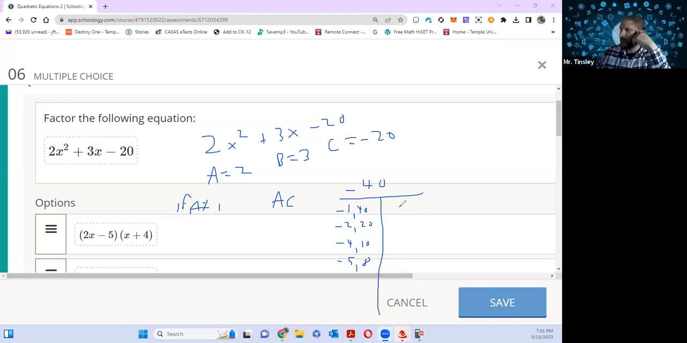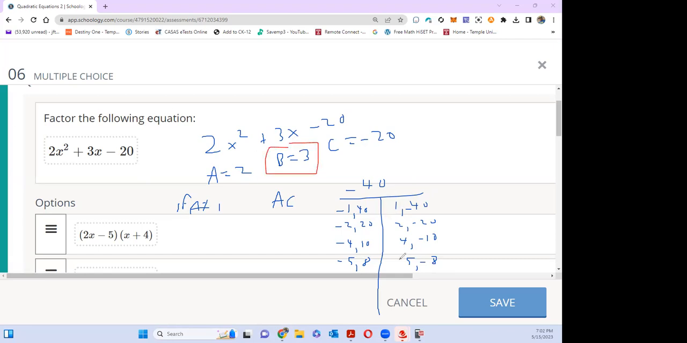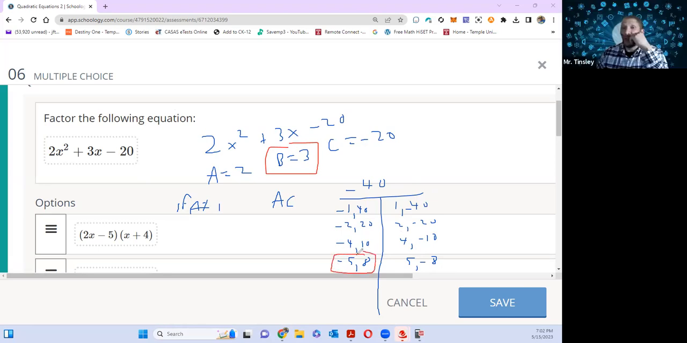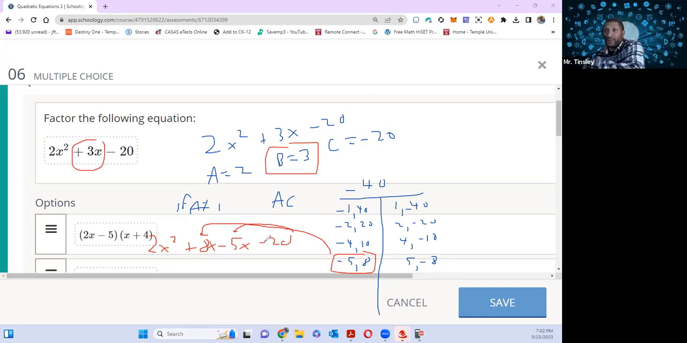Okay, watch this. So now you're going to reverse: plus 1, negative 40; plus 2, negative 20; 4, negative 10; 5, and negative 8. Remember, this is much harder. This is what they want you to do. I need to find a pair that's going to give me 3, which is right there. But when A is not 1, this is a much harder problem. This is what you have to do. 2x squared plus 8x minus 5x minus 20. Look what I did. I took the minus 5 and the 8 and put them there as the middle term. So instead of having plus 3x, I used those two numbers to make 3x.